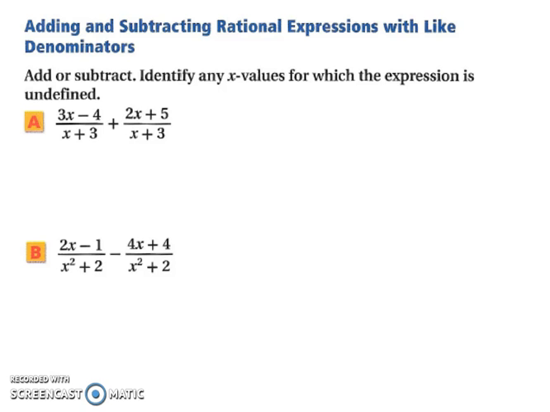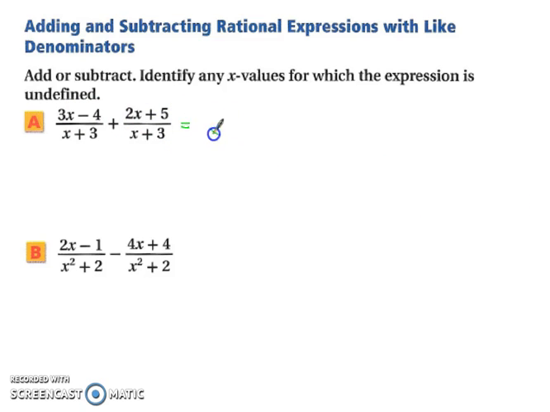Let's look at adding and subtracting rational expressions with like denominators. Recall back to when you were adding and subtracting simple fractions, maybe 1/2 and 3/2. You would keep the denominator the same, and then you would add your numerators. It's the same principle here. So when the denominators are the same, we are simply going to combine like terms in the numerator, or add them together if you will.